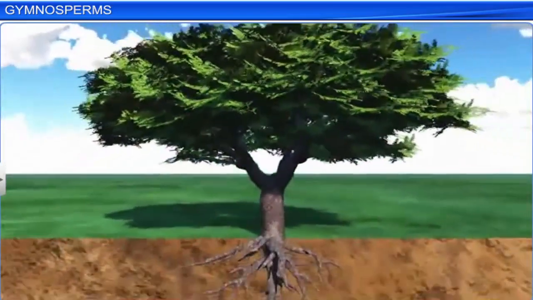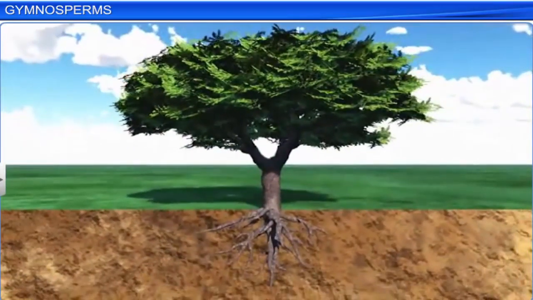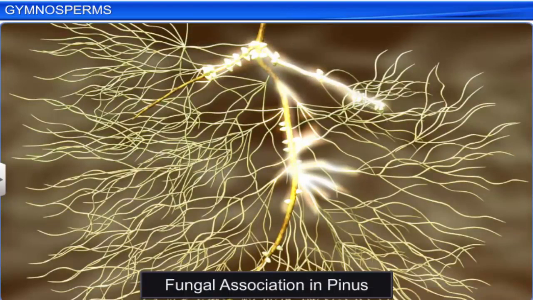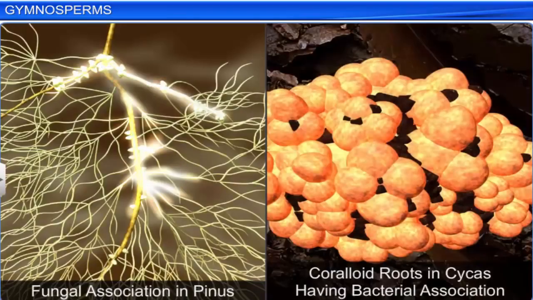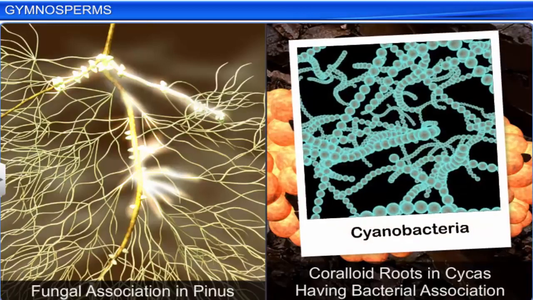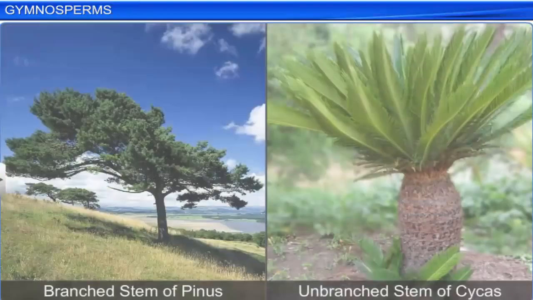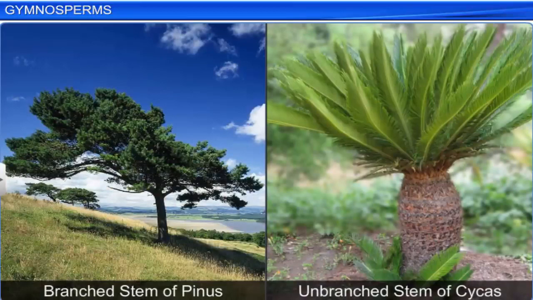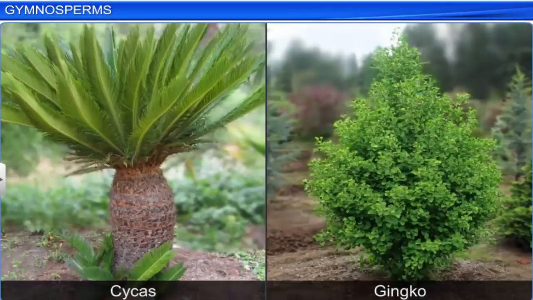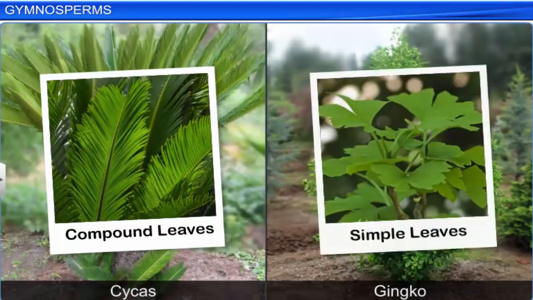If you take a look at the morphology of Gymnosperms, you will notice that most of them have taproots. Moreover, in some genera, such as Pinus, the roots have a fungal association in the form of mycorrhiza, while in other genera, such as Cycas, small specialized roots called coralloid roots have an association with N2-fixing cyanobacteria. The stems of a gymnosperm can be branched or unbranched, and the leaves can be compound as in Cycas or simple as in Ginkgo.